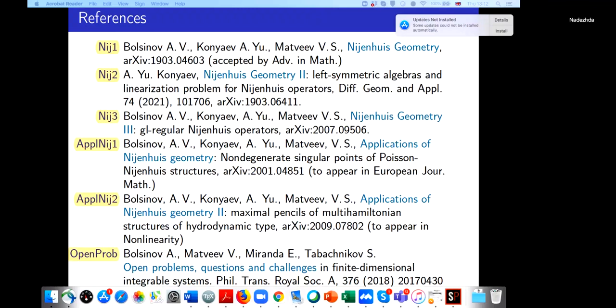No, not yet. We still continue working on this paper. That's going to be the applications of Nijenhuis geometry 3. It's still under preparation. Hopefully it will appear in maybe a couple of months. So not now. There are still some things to finish and to complete.